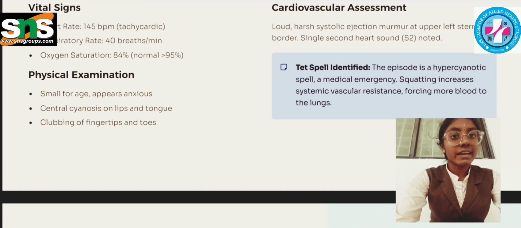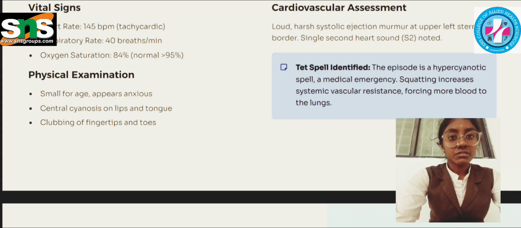Now the clinical findings we can find through the vital signs: heart rate 145 bpm, tachycardia, respiratory rate 40 breaths per minute, oxygen saturation 84%. The normal saturation is 95%. Now the patient has 84%, less than that of 95.